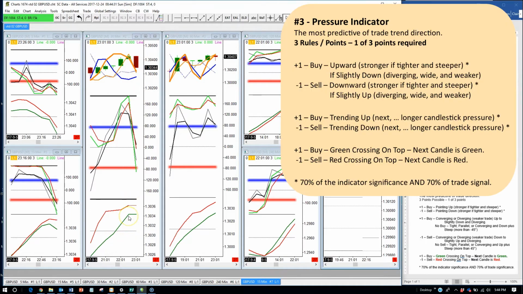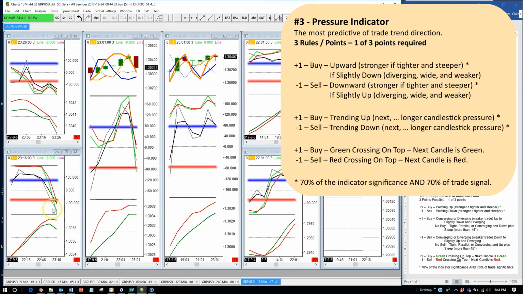Look at the pressure. The pressure is flat. So this is the most predictive of the trade direction. It's the third criteria. It's the most predictive of direction. And so for a sell, we're looking for it to be down. The closer it is together, the tighter and steeper, the stronger. Okay, well, it's kind of weak.